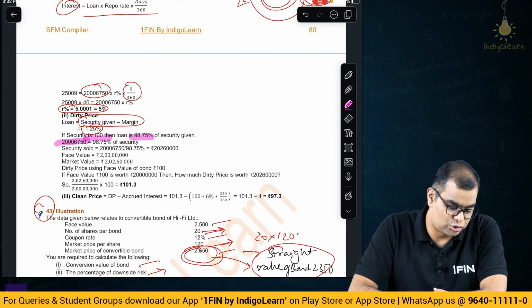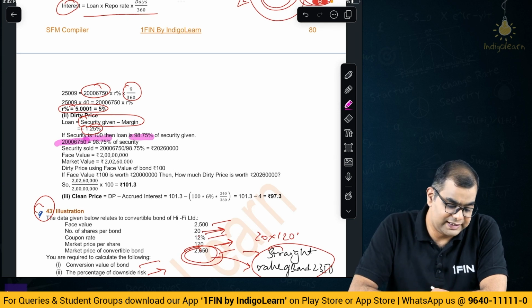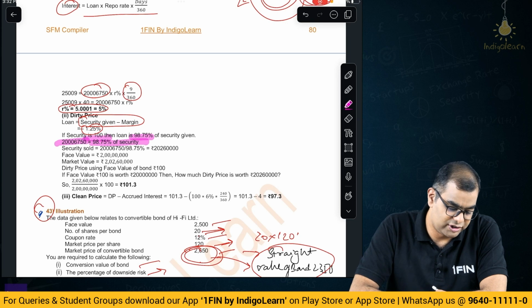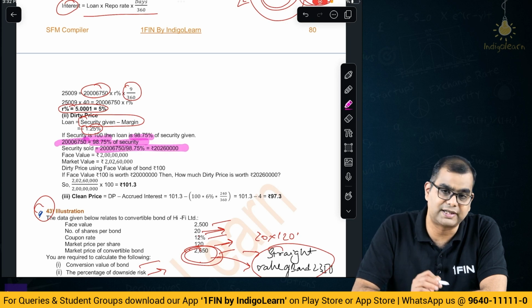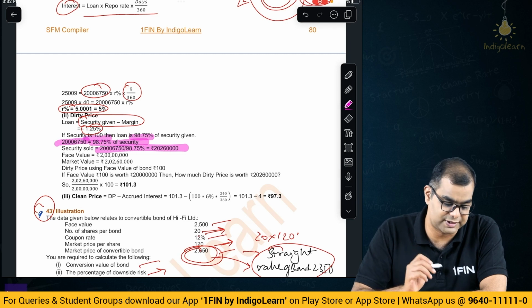So, if 200,000,6750 is the loan given, then it represents 98.75% of the value of the security. So, the security sold value is 202,600,000. How did you arrive at it? You divide 200,000,6750 by 98.75%.